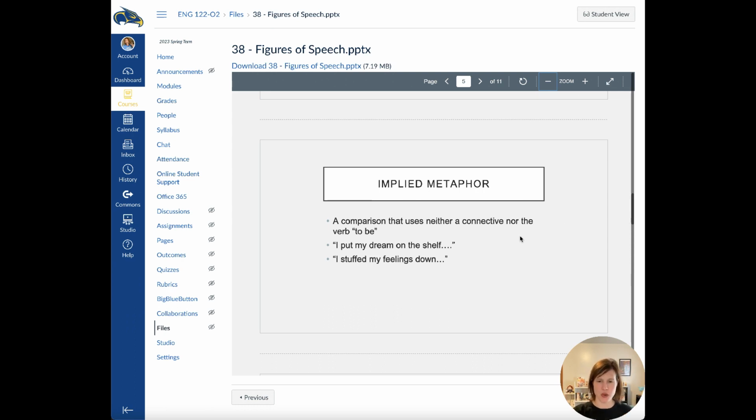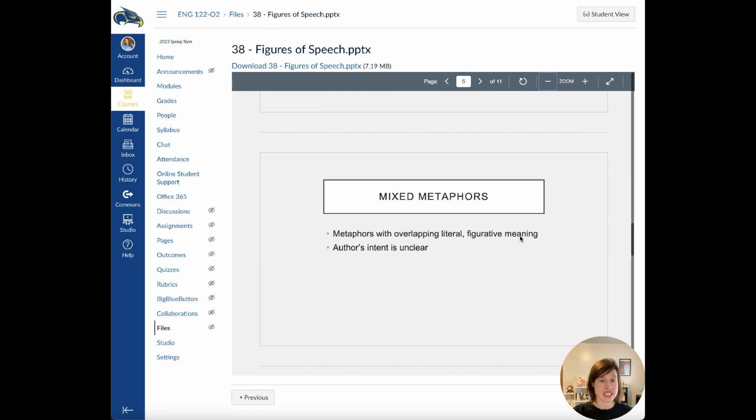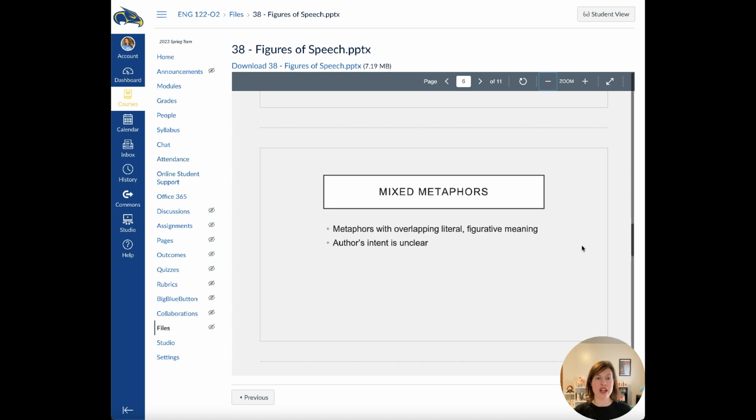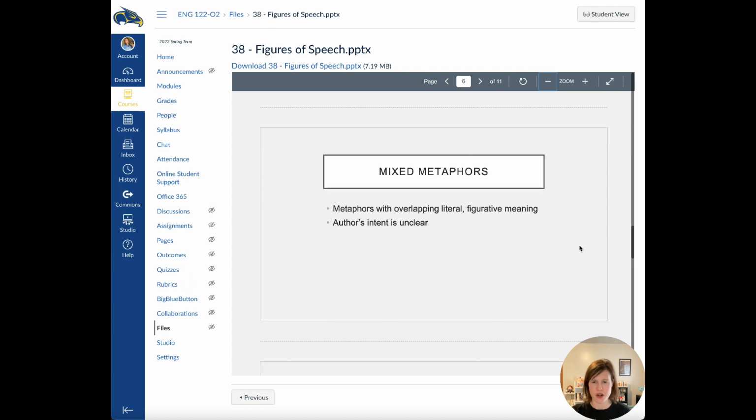That's an implied metaphor. And then you have mixed metaphors, which overlap literal and figurative meaning. And the author's intent can often be unclear with this, right? So if metaphors don't make much sense, they might be mixed, meaning the author isn't exactly sure whether they're literal or figurative. Those are kind of harder to tell, and our book gives a few examples of them, but they're definitely not as common as a regular simile or metaphor.